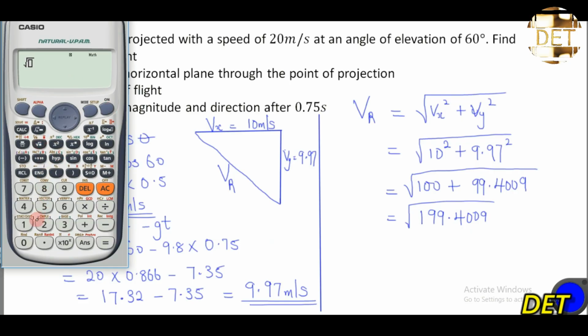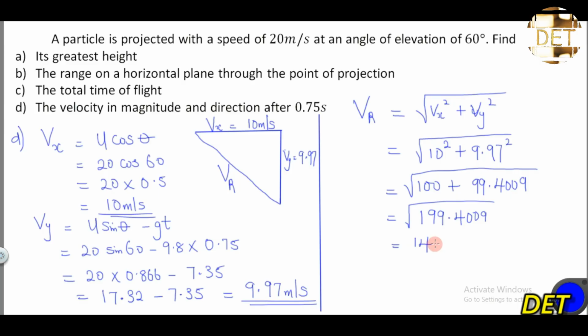The square root of 199.4009 will be equal to 14.1, that is 14.12 meters per second. So this is my velocity in magnitude after 0.75 seconds, right?